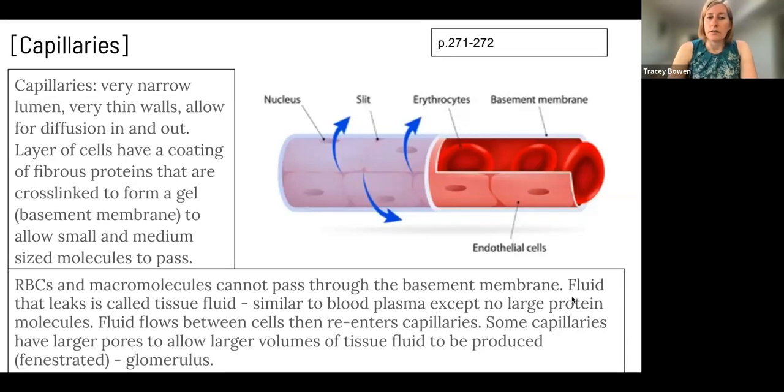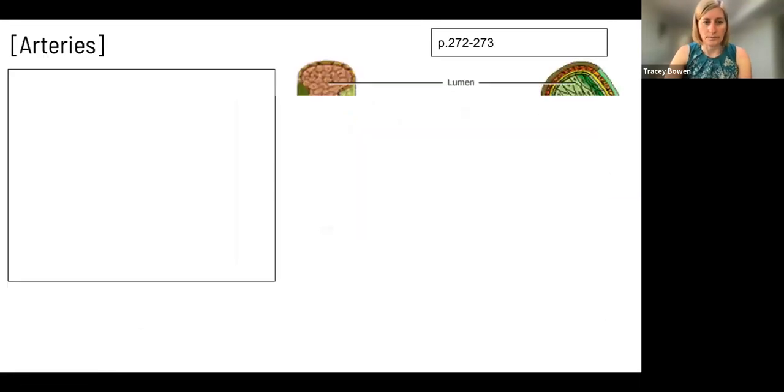And that fluid is going to flow between the cells, and then it's going to re-enter the capillaries. Some capillaries have larger pores to allow larger volumes of tissue fluid to be produced. An example of this would be in the kidneys at the glomerulus. If you're HL, you'll need to know more about that, but otherwise you won't.